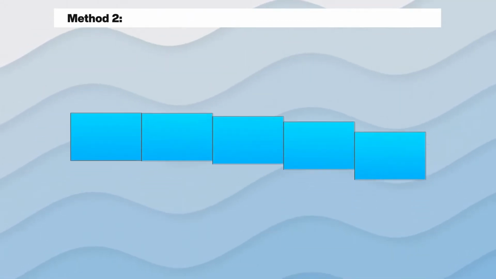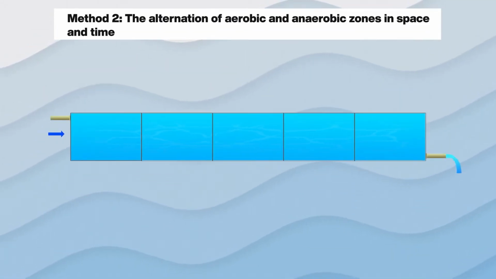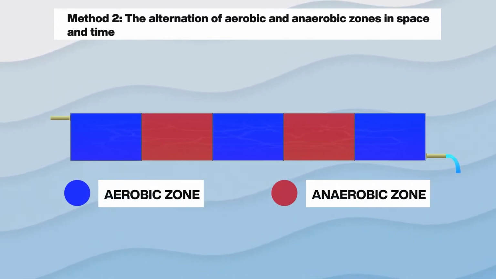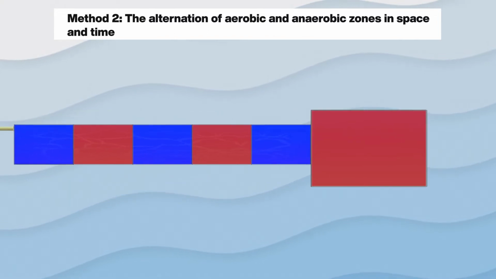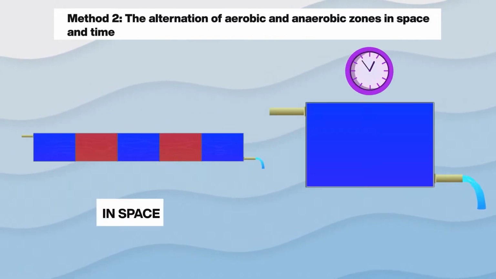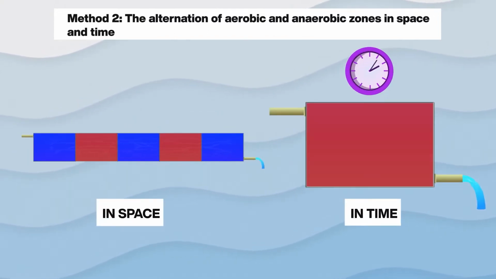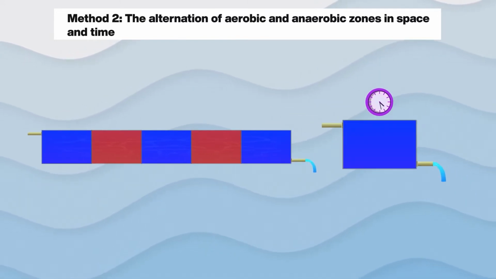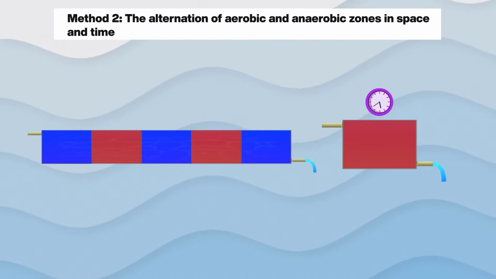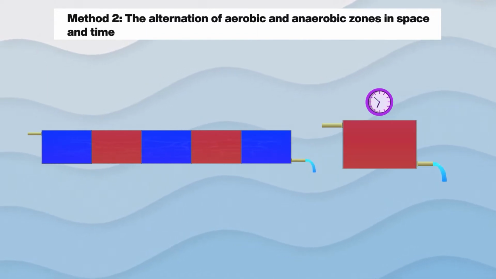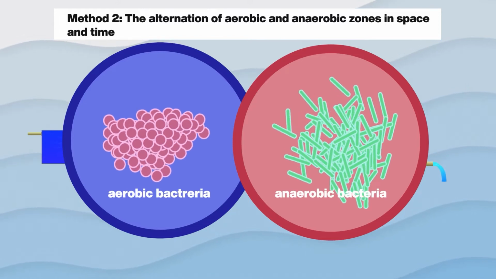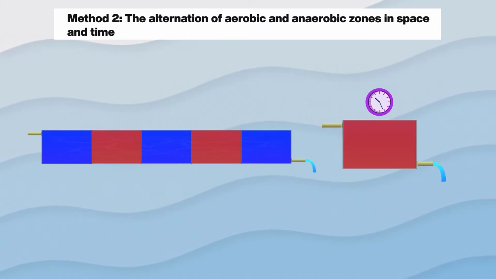The second method. As we know, every wetland has aerobic and anaerobic zones. Moreover, in certain conditions, each of the zones can change into its opposite, aerobic to anaerobic and vice versa. The interaction of aerobic and anaerobic zones, both in space and time, results in productive biomass growth of both bacterial groups and creates a bacterial community that treats wastewater more efficiently.